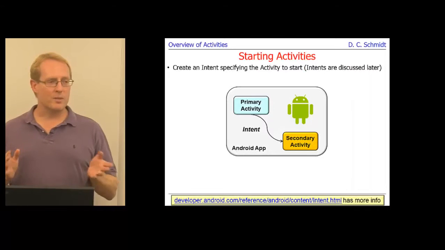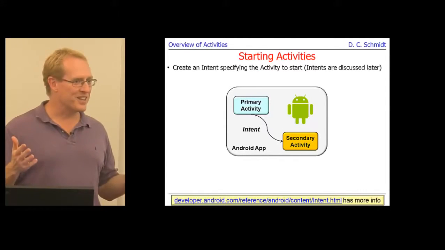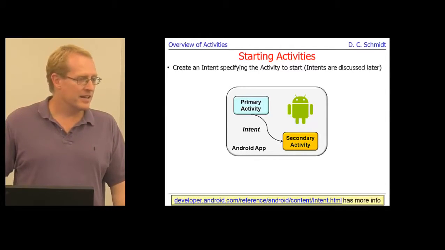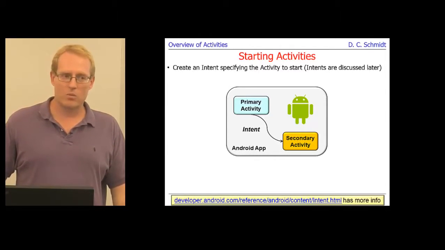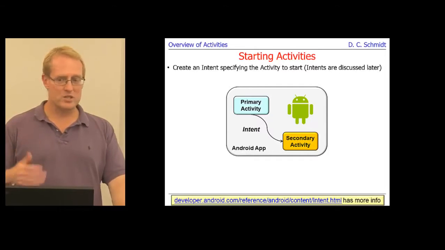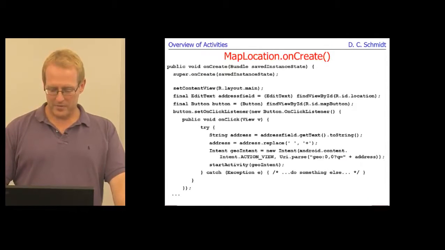Okay, so a couple more things, and then we'll do the quiz just to round this out. So how do you start activities? The typical way to do this is you create an intent, and then you invoke one or more Android methods to get the activity started, using the intent as a way to start it.